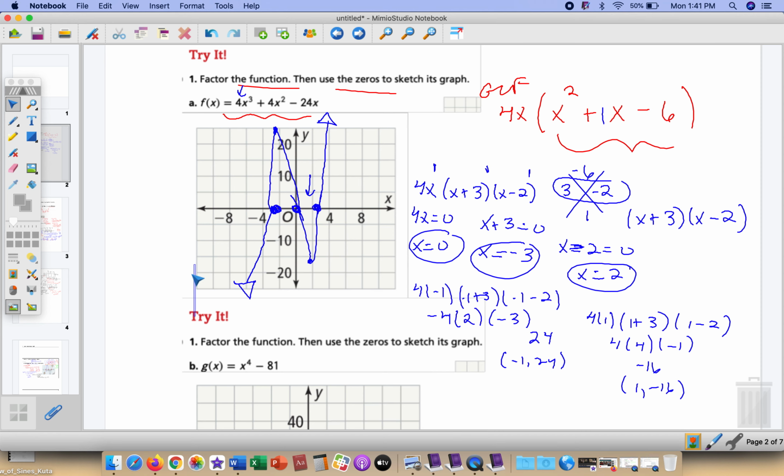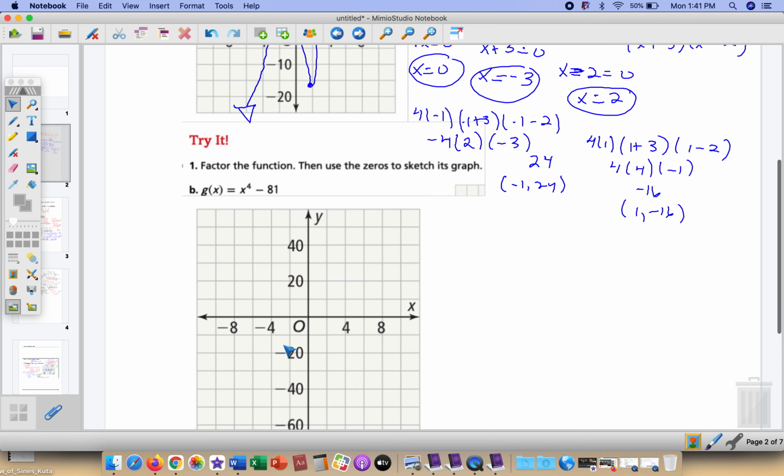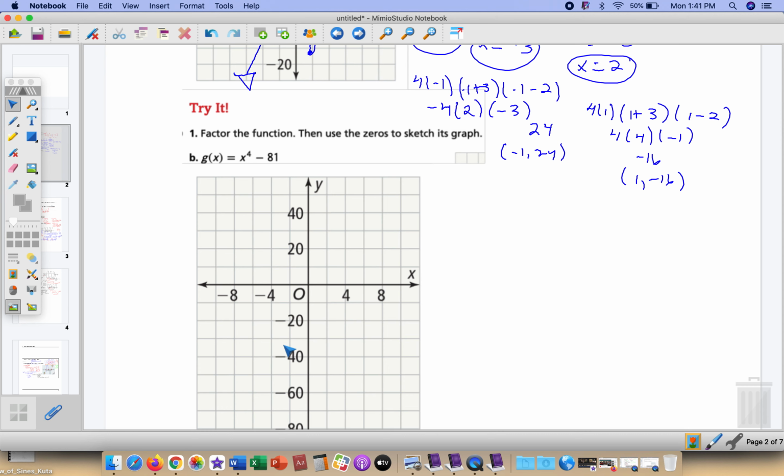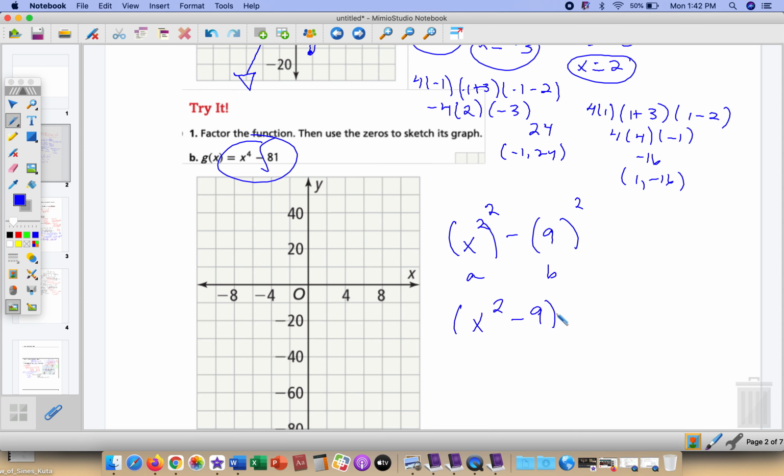Okay, let's do this last one. For this next one, it says factor. We're going to either try to fit to difference of squares or cubes. Now, I can't fit to cubes, so I'm going to try to fit squares. So square root of 81 is 9. This has to be x squared. Shh. Boomer, stop. Shh. So this is a, this is b. So we have a squared, sorry, x squared minus 9 times a, b.